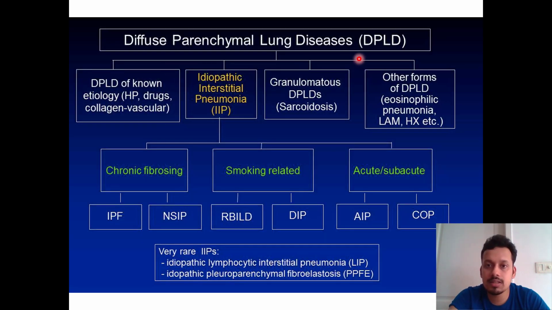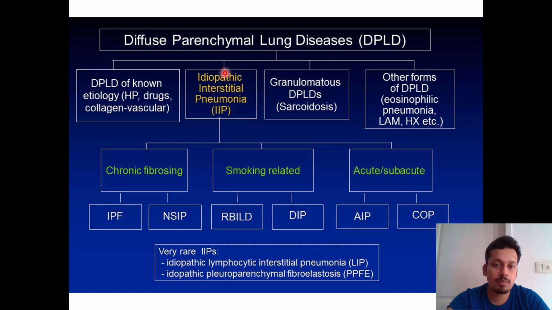Diffuse parenchymal lung diseases are easily classified like this: those of known etiology, like hypersensitivity pneumonitis, which sometimes is caused by dust, farmer's lung, mushroom worker's lung. There are varied names for it based on the etiology. The next is drugs. Some collagen vascular diseases causing DPLD are present. Next is idiopathic interstitial pneumonias, which is the major chunk of diseases in the DPLD. Then there are granulomatous DPLD, of which the classical prototype is sarcoidosis, and there are other forms of DPLD. This is eosinophilic pneumonia, lymphangioleiomyomatosis and histiocytosis X.